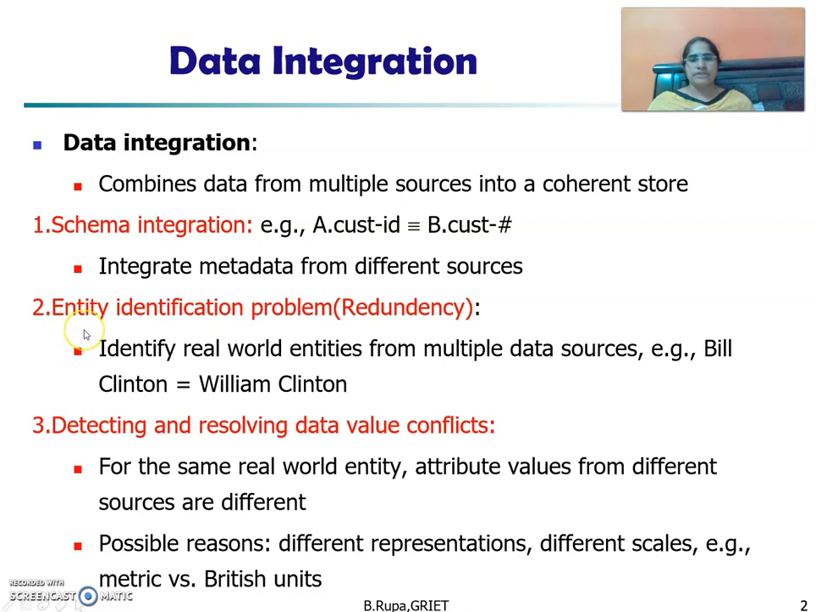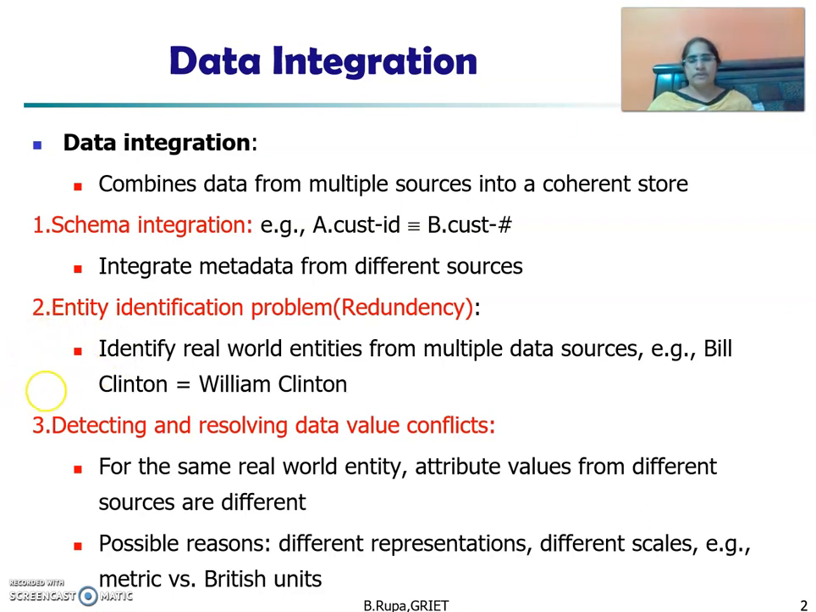The second issue is the entity identification problem. In the real world, entities obtained from multiple data sources may be identical. For example, sometimes the name is Bill Clinton and some sources contain William Clinton. Sometimes both may be the same entity, or they may be different. We can solve this with the help of some techniques we will discuss later.